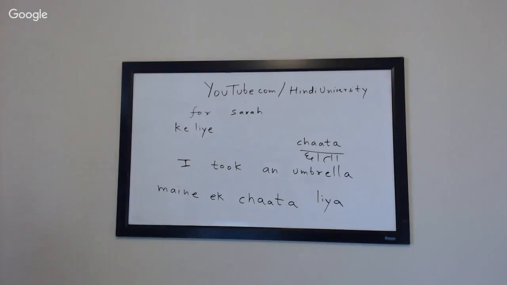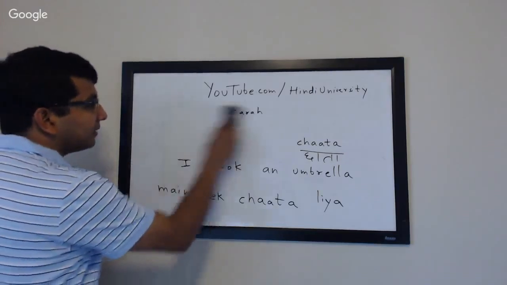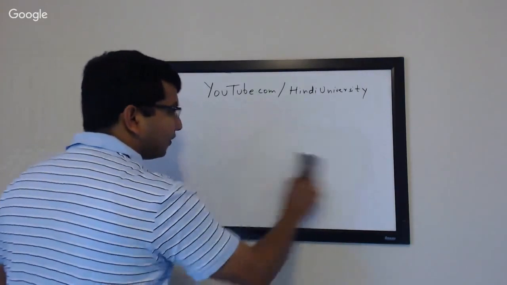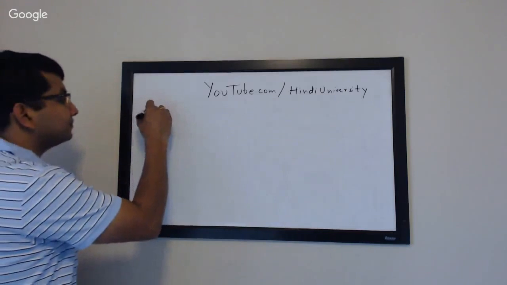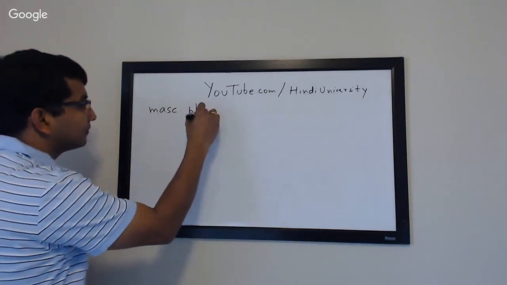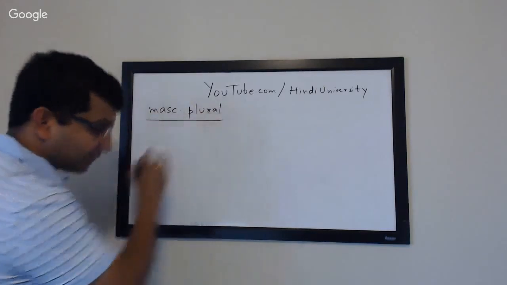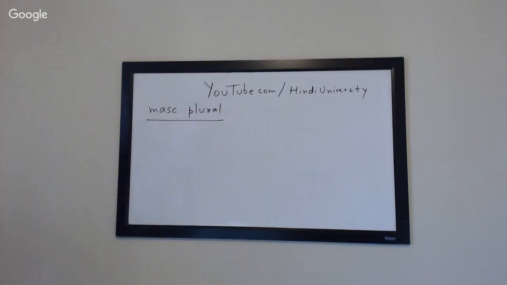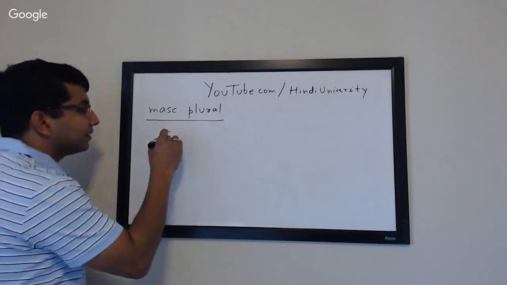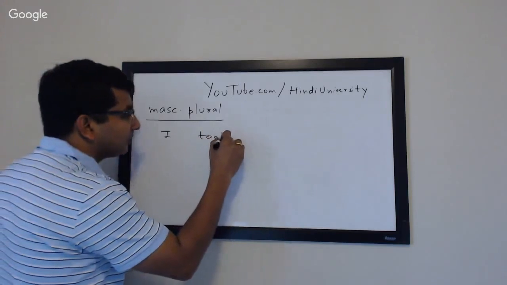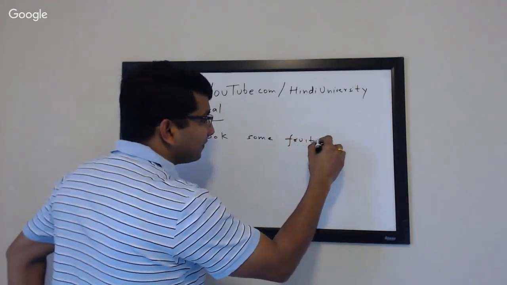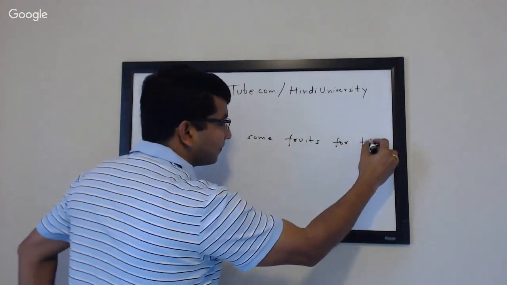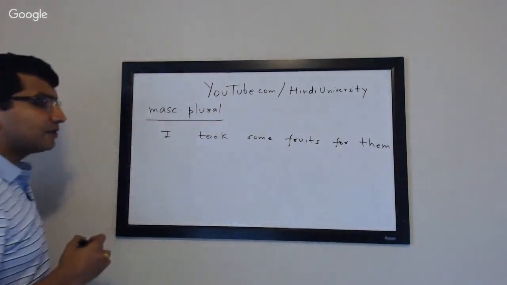That's how to use Lena in past tense for masculine singular objects. Now let's look at the second case, which is how to use it for masculine plural. So let's say: I took some fruits. I took some fruits for them.